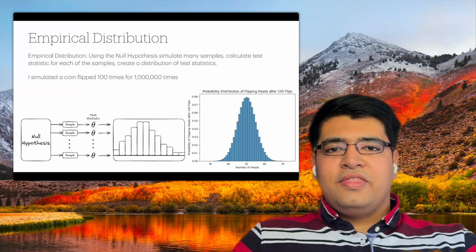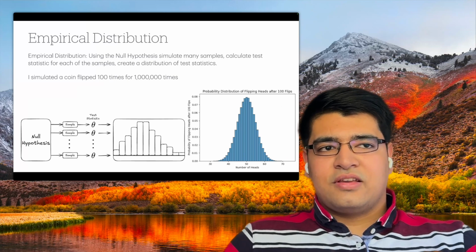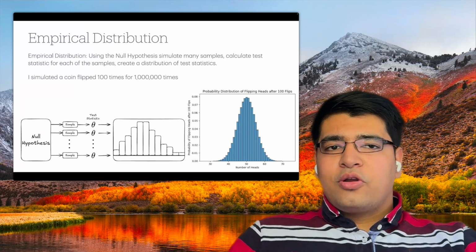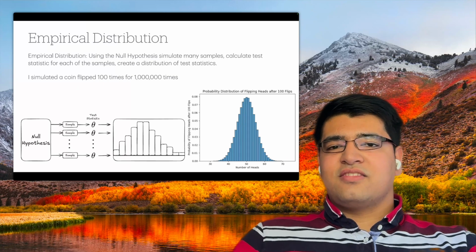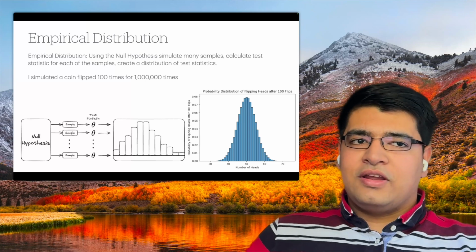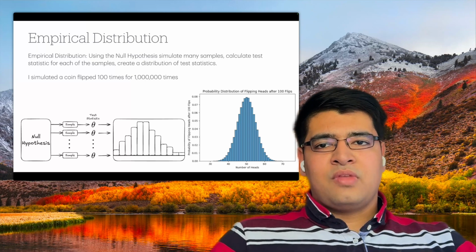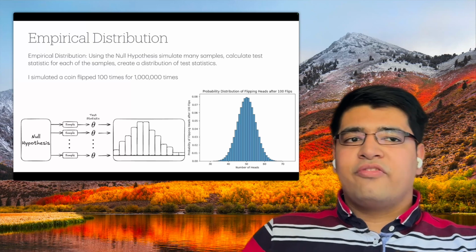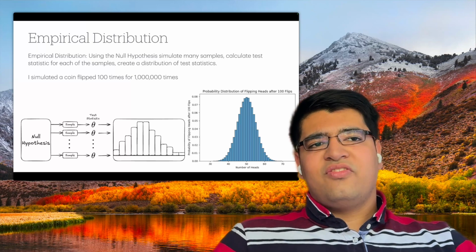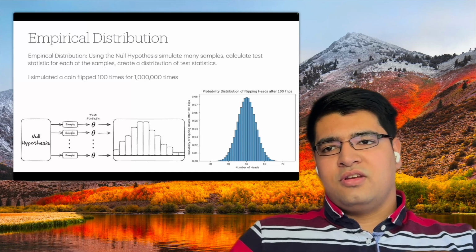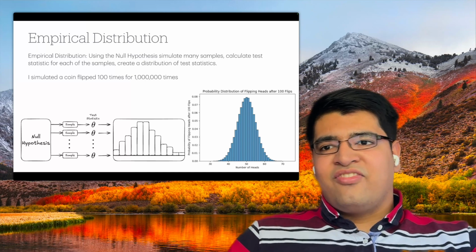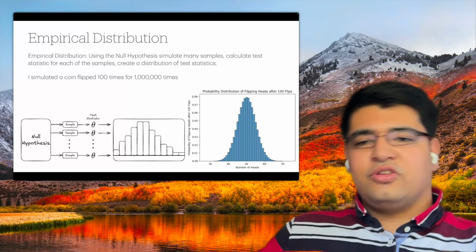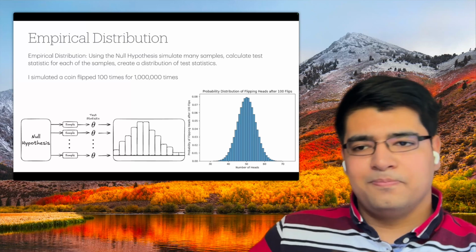After we have determined the null hypothesis and test statistic, we generate an empirical distribution. An empirical distribution in data science is generally generated using computer simulations. Like in this example, I simulated the flipping of 100 fair coins a million times. So in total, the computer flipped about 100 million coins to get this distribution.